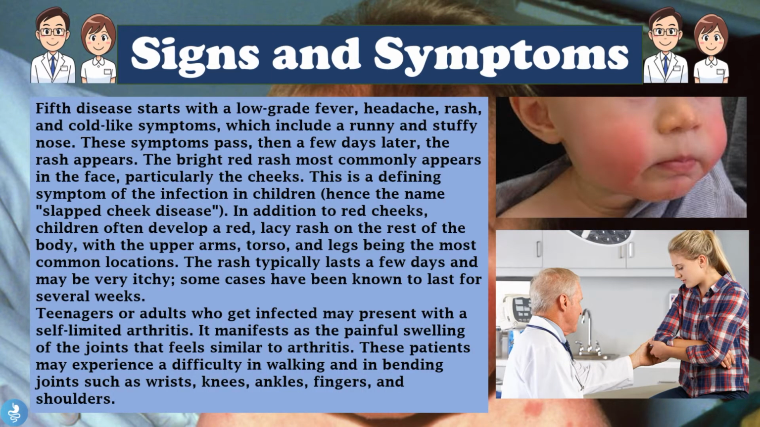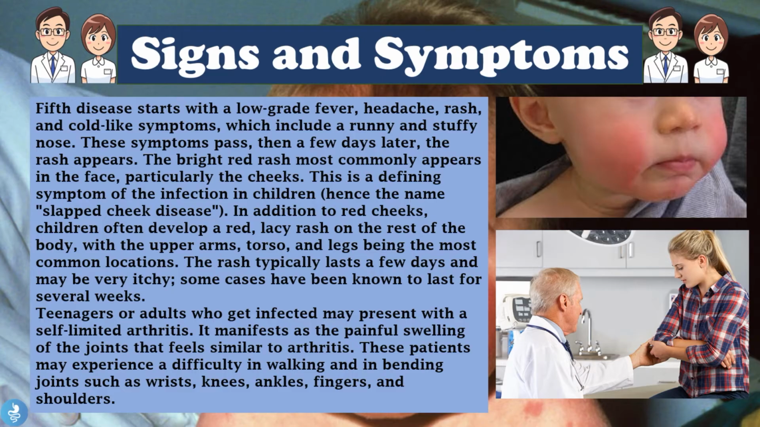So now let's explore some signs and symptoms of fifth disease. Fifth disease starts with a low-grade fever, a headache, and cold-like symptoms, which include a runny and stuffy nose. These symptoms pass, and then a few days later, the rash appears. This is that classic rash which appears on the face, which gives the child the slapped cheek appearance. The bright red rash most commonly appears on the face, particularly on the cheeks, and this is the defining symptom of the infection in children, hence the name slapped cheek disease.